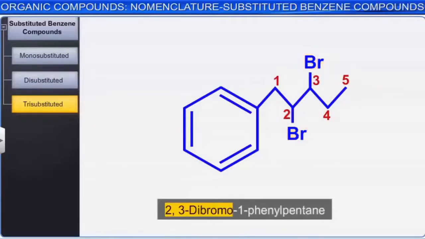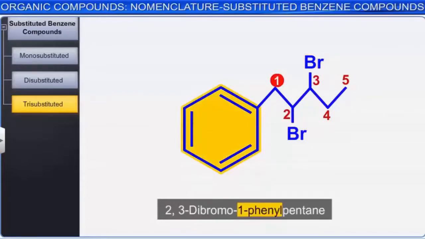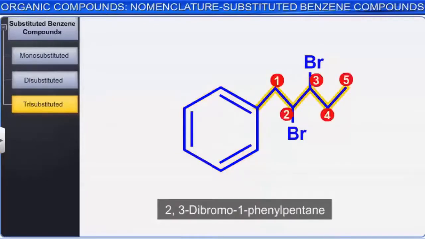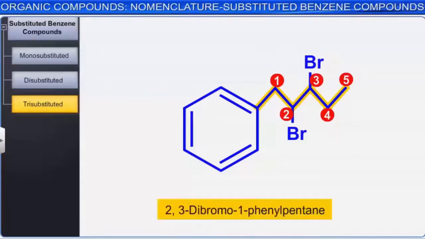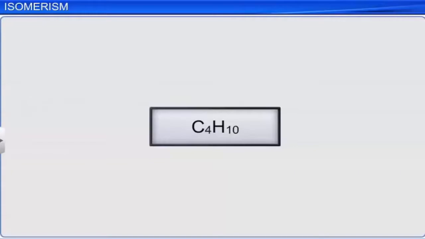Phenyl is attached to the first carbon atom, hence should be named as 1-phenyl. The alkane has 5 carbon atoms, hence should be named as pentane. Thus, the name of the compound is 2,3-dibromo-1-phenylpentane. Let's take a compound with the molecular formula C4H10 to understand this concept.